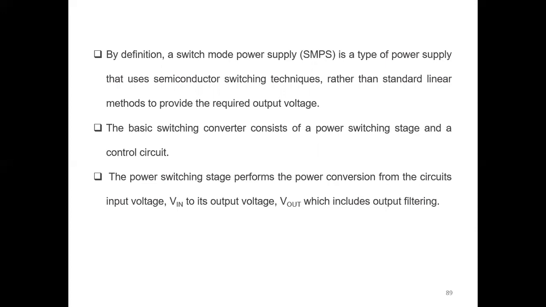Standard linear methods to provide the required output voltage. The basic switching converter consists of a power switching stage and a control unit. The power switching stage performs the power conversion from the circuit's input voltage V in to its output voltage V out, which includes output filtering.